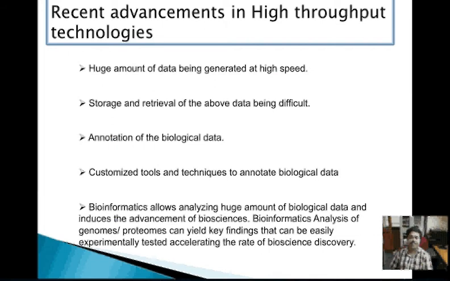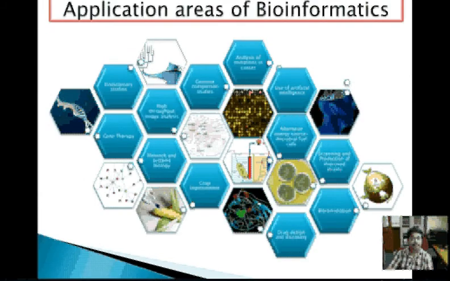This analysis of genomes and proteomes can yield key findings that can be easily and experimentally tested, which will accelerate the rate of bioscience discovery. So if we look at the application areas of bioinformatics, I'd just like to take a few examples from a few important areas. For example, evolutionary studies.